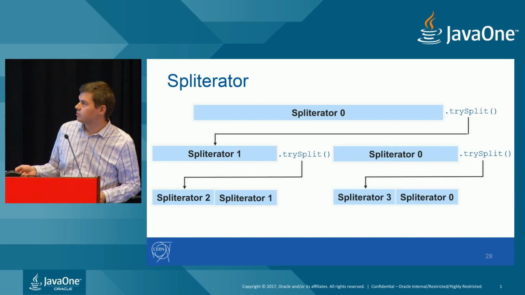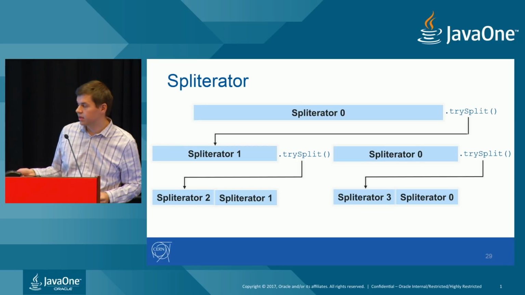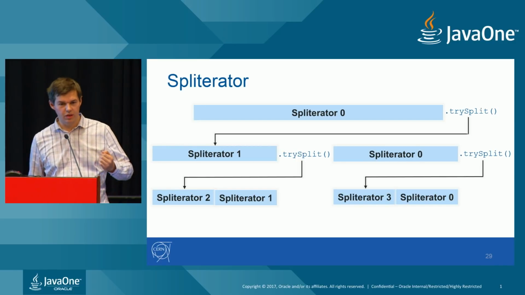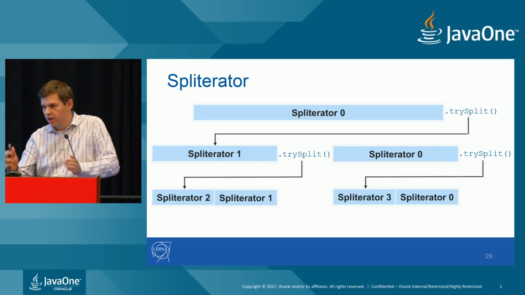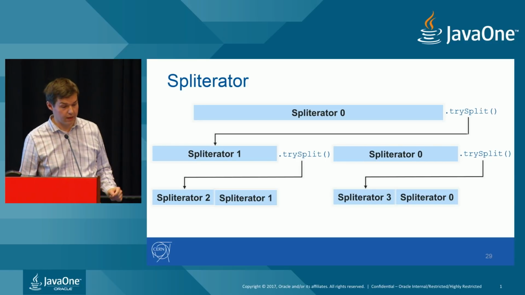So when you look at Spliterator 1, it's really this one. It's all the time the same object. It just got try split invoked on it two times, so its coverage was shrinking.